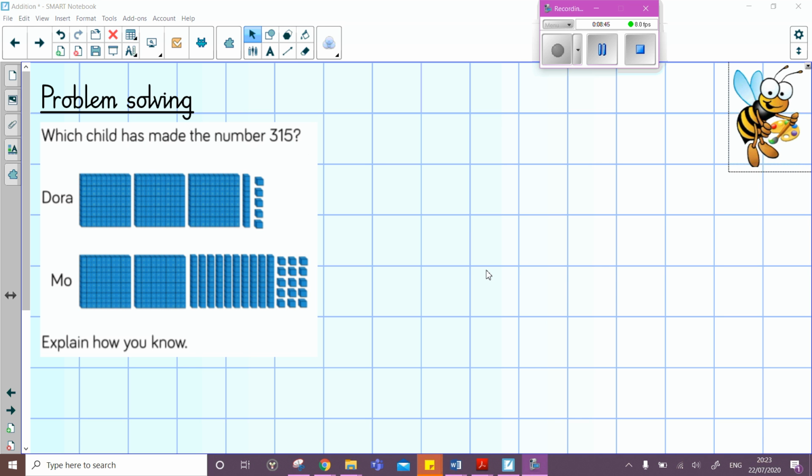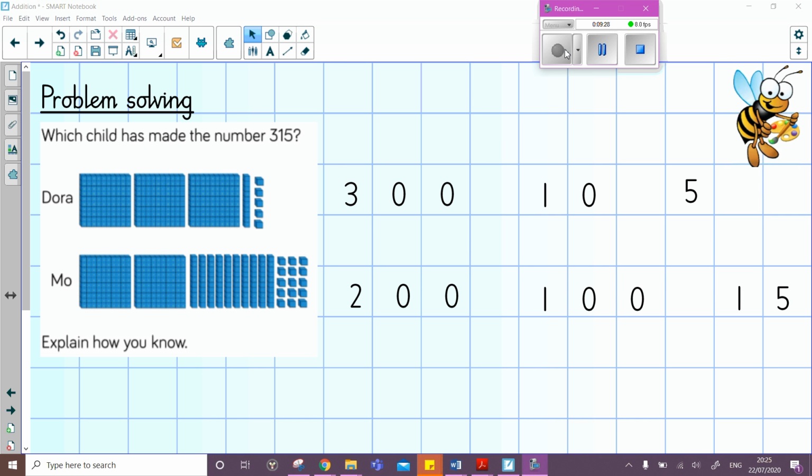Now, let's see if you're feeling brave and can be rather creative with your answer. I've got a problem here, and it says, which child has made the number 315? So Dora here has represented hers, and Mo has represented his. They both think that they have represented 315. I want you to have a look, see if you can count up the hundreds, tens and ones, possibly do some jottings by the side, and then explain how you know which of those children has made 315. I will reveal the answer to you in a minute.